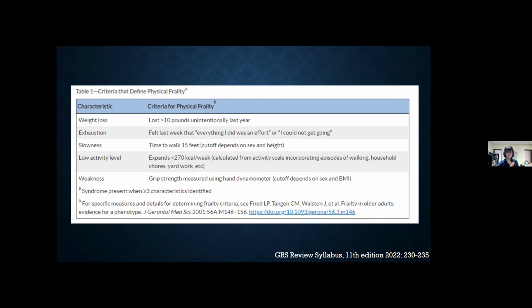So you can use these specifically and specifically measure them. At the same time, you can also kind of use yes, no types of questions. Do they seem unusually slow? Does their hand grip seem unusually weak? Have they lost weight?